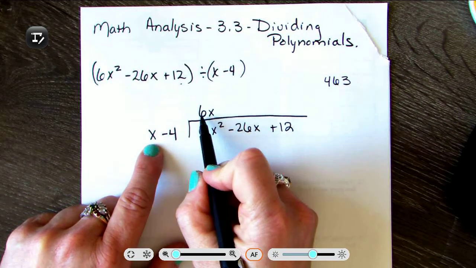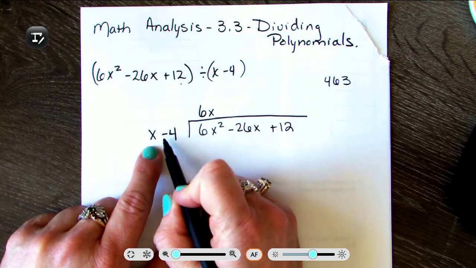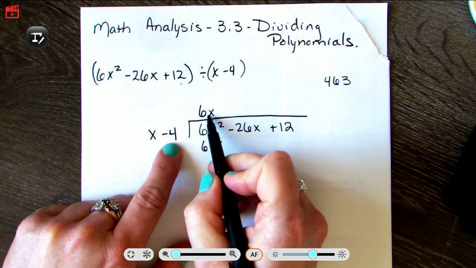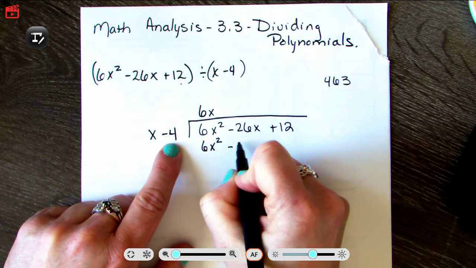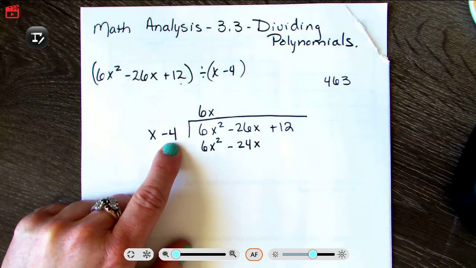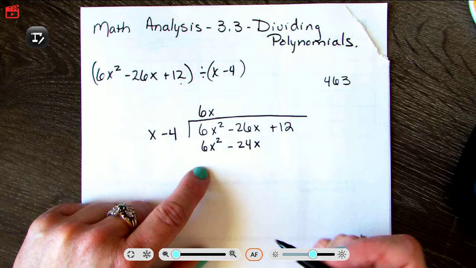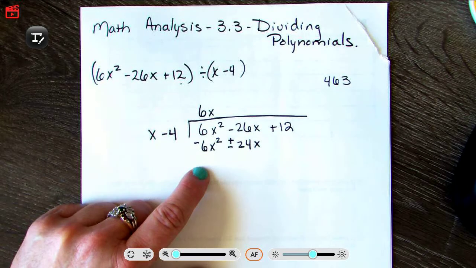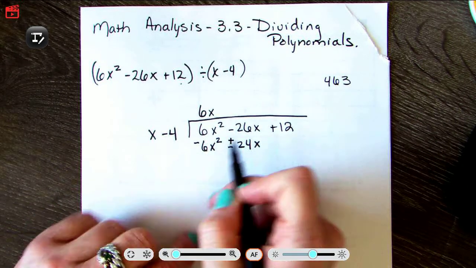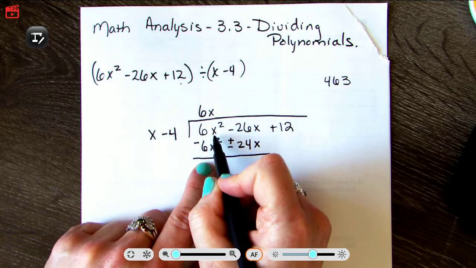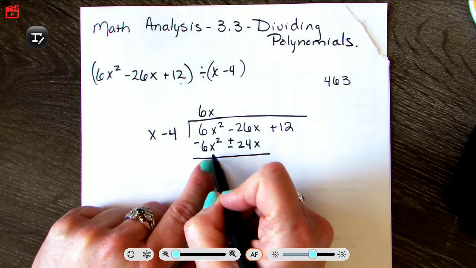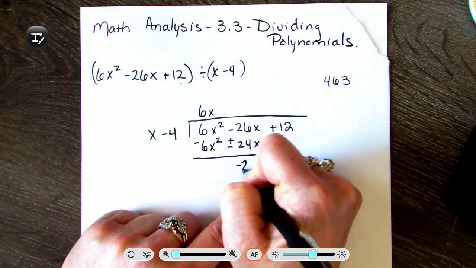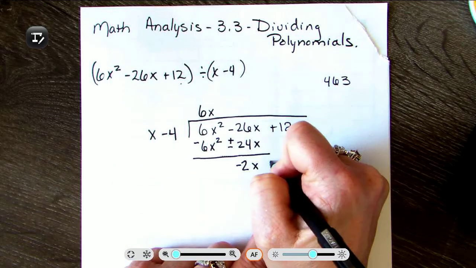Okay, now I'm going to take this 6x and multiply it times this whole thing. So we'll have that 6x squared, and then the 6x times that negative 4 is going to give us negative 24x. Now we want to subtract. I'm not real good at subtracting, so I always kind of distribute that negative or that subtraction in. So I'll change my signs. I write them a little bit above, and then I add, because for me it's easier to add. You'll notice these will disappear. And here we will get a negative 2x, and then we're going to bring down our next term.